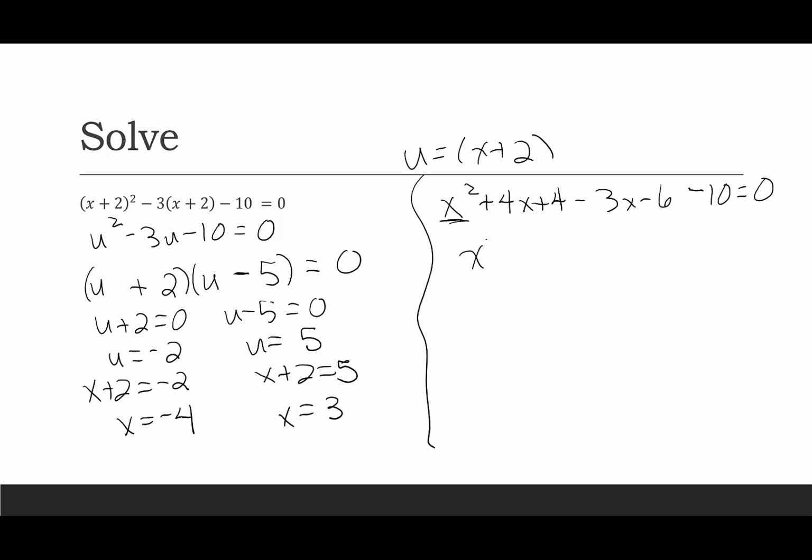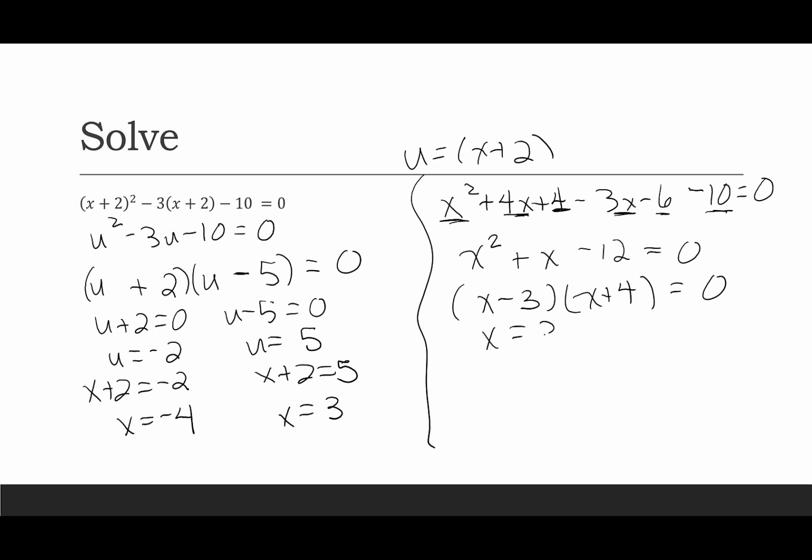Then I have x squared. I had 4x minus 3x, which is just plus x. I have 4 minus 6 minus 10, so 4 minus 6 is negative 2, negative 2 minus 10 is negative 12, that's equal to 0. Now I'm looking for factors of negative 12 that give me 1, so that'll be x plus 4 and x minus 3, which says x is 3 and x is negative 4. So always choices, right? I like to give you choices and say do what works best for you.